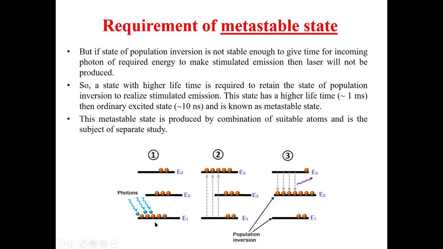So in this example, when the photon hits the electrons at the ground state, they will be excited to the excited state. And on the way back, they will encounter another energy state with a higher lifetime. So they will stay here for 10 to the power minus 3 seconds, and population inversion will be achieved between this metastable state and the ground state, like this.